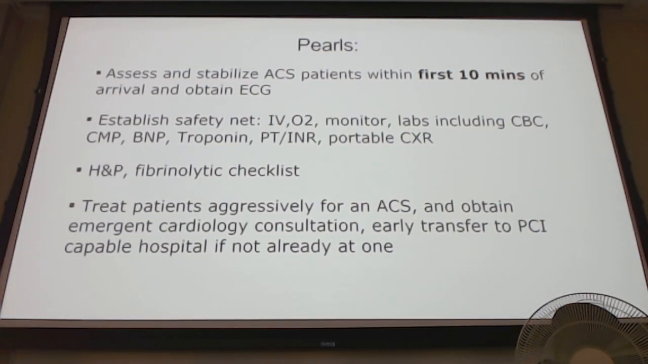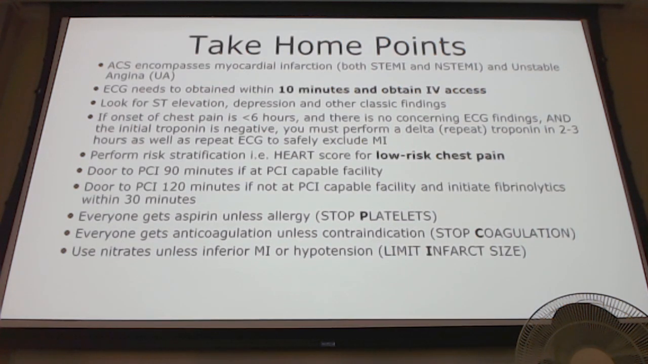All right, so there are some pearls of what we talked about. Get the EKG within the first 10 minutes. It needs to be read. We get our safety net. We usually draw a rainbow of labs. And then if we can't get to the cath lab, we need to do our fibrinolytic checklist. And then we need to find a cath lab for them, because that's what they're going to need for definitive treatment. And here are our take-home points, which we covered at the end.